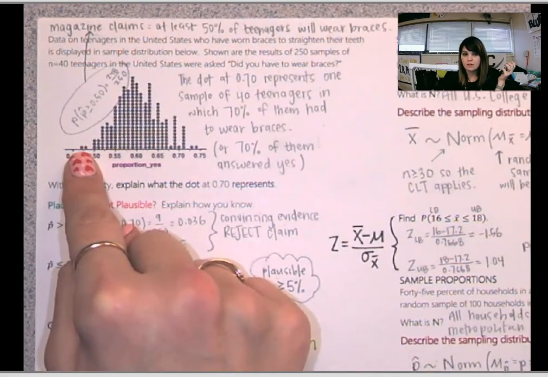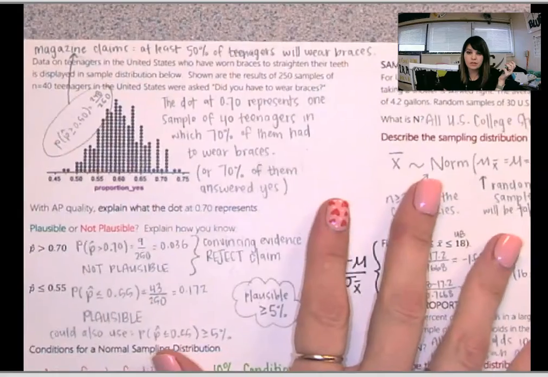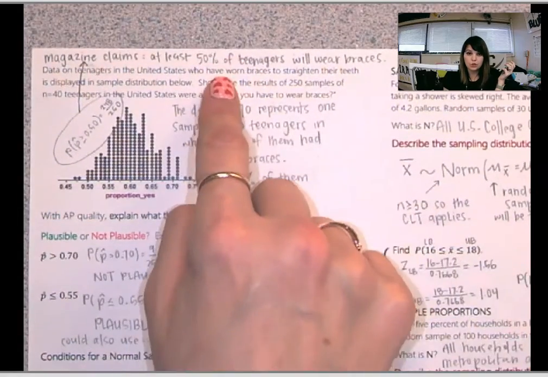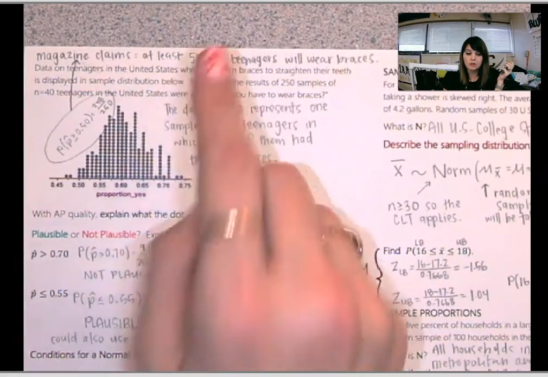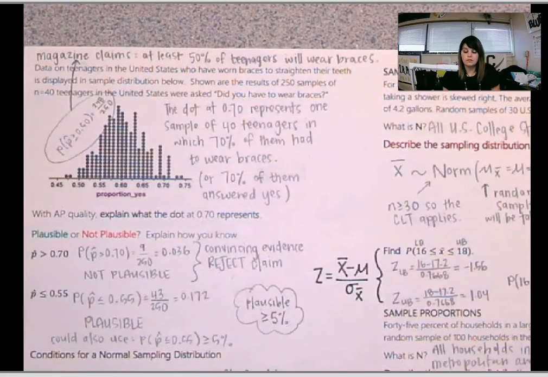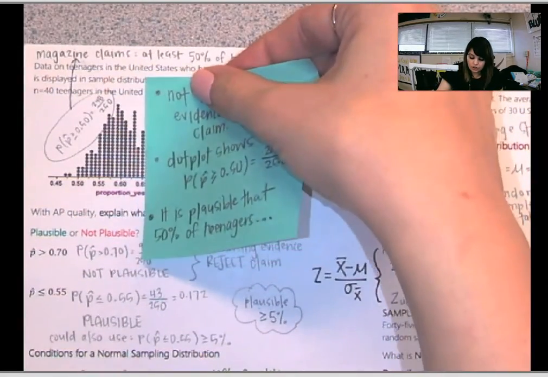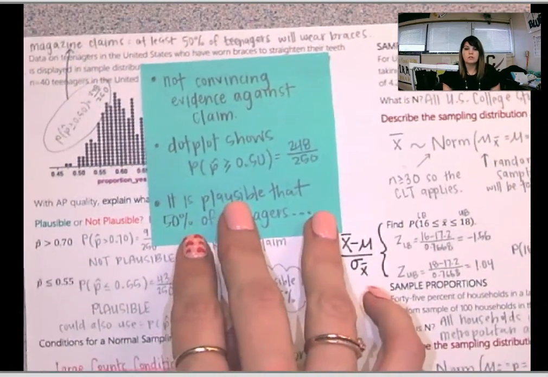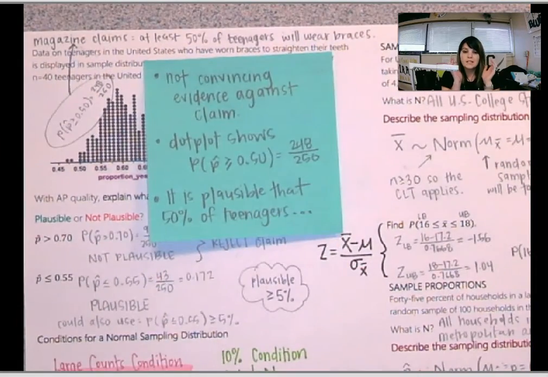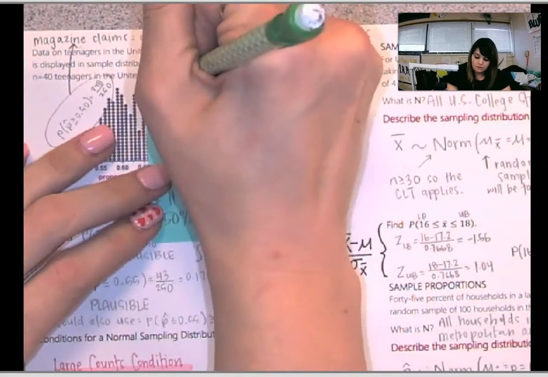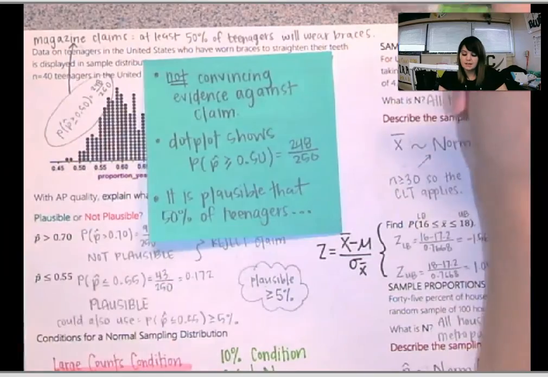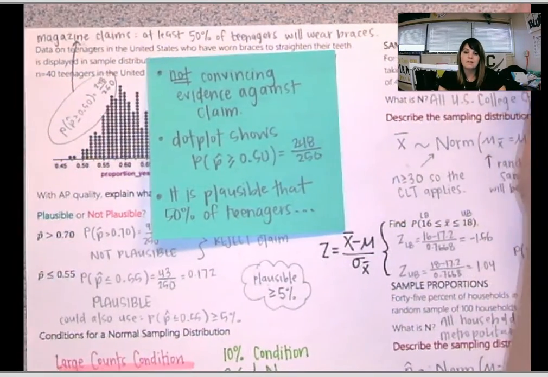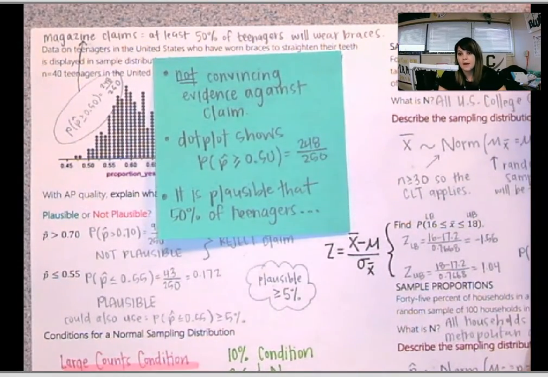So, here's how you should answer, do you believe this claim? And here's how you should answer all of these kinds of questions. This is not convincing evidence against the claim. So in this case, you might say, this is not convincing evidence against the magazine's claim.